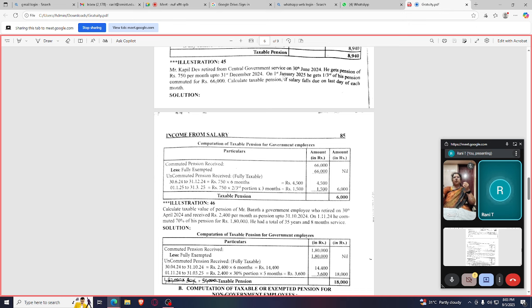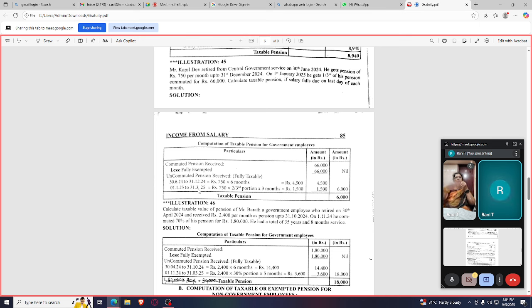Next, see, on 1st January he gets 1/3 commuted. So, what about 2/3? 750 into 2/3, that too he gets for 3 months. Why are we taking it that way? The thing is, he has commuted, that is, in lump sum he received 1/3. The meaning of that is, he doesn't wait for every month; he clubbed that amount and received it as a lump sum amount. Whatever lump sum amount is received by way of pension doesn't come under tax. So, we fully exempt that.